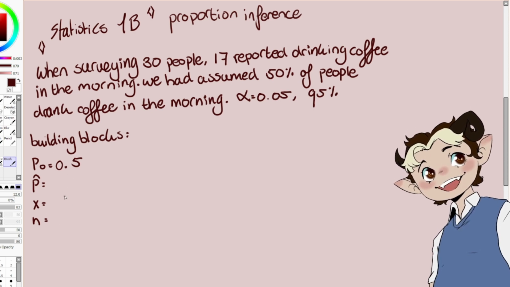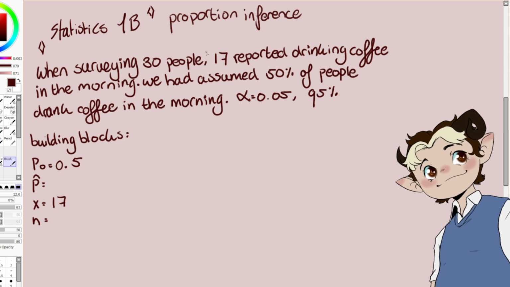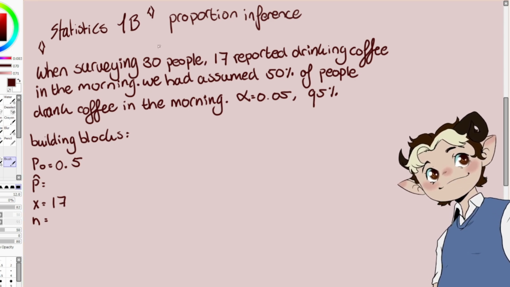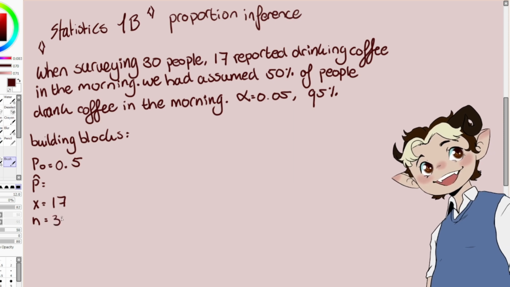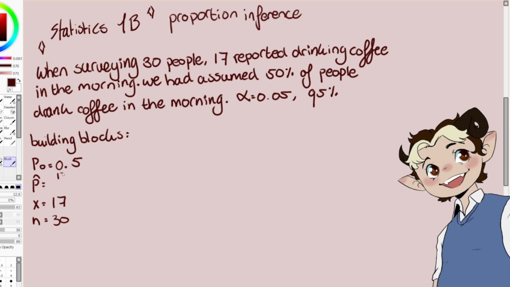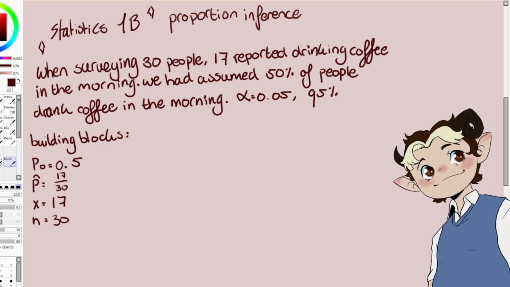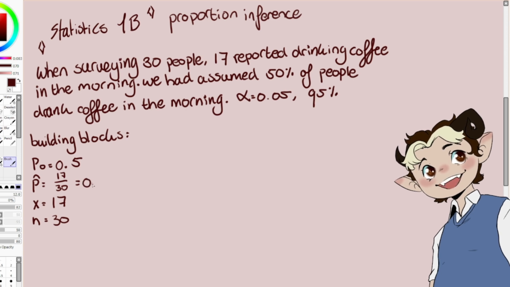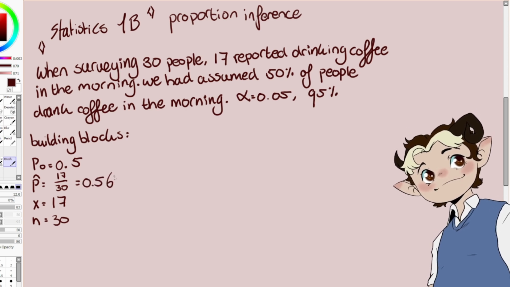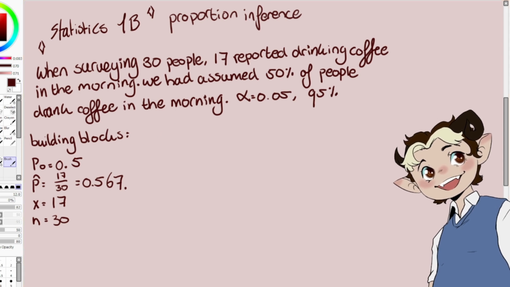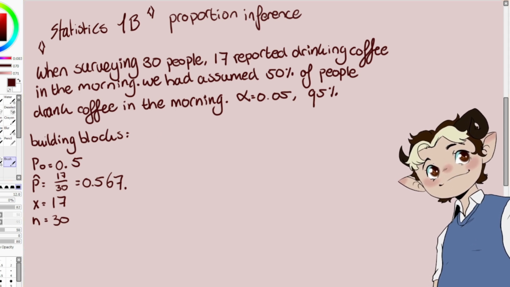Then we have 17 successes, because 17 people reported that they drank coffee in the morning. Then we have 30 people total, and with that we can calculate our p hat. So that is 17 divided by 30, which is 0.567. So let's first do our significance test.